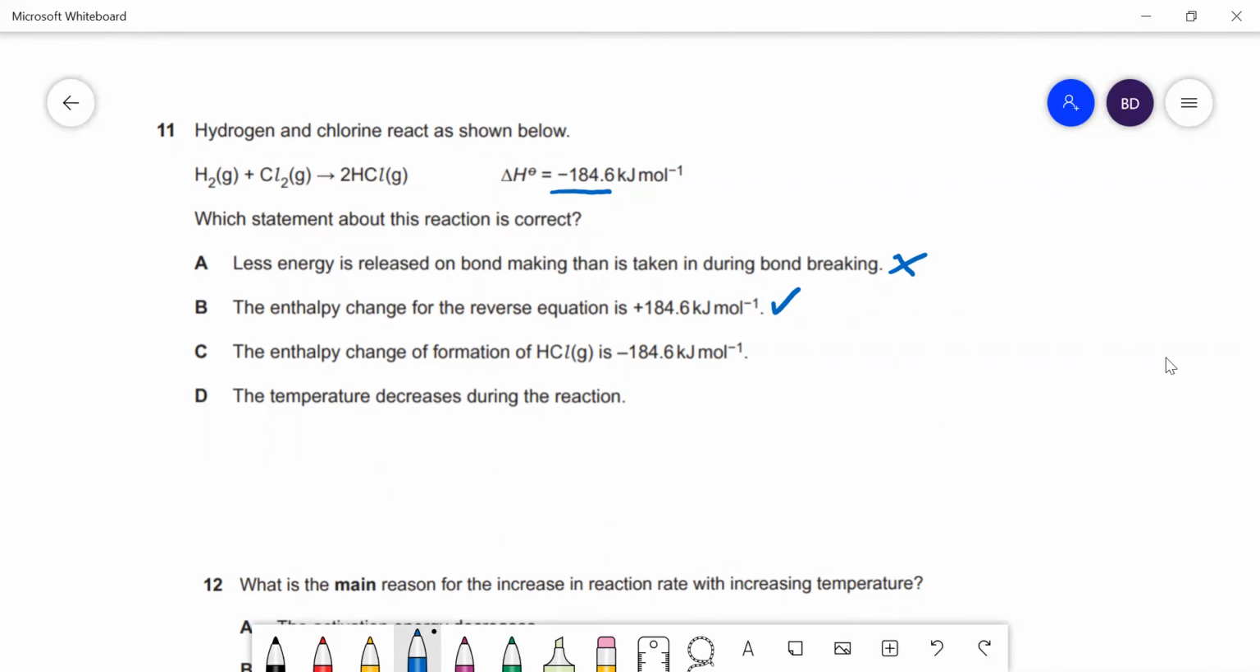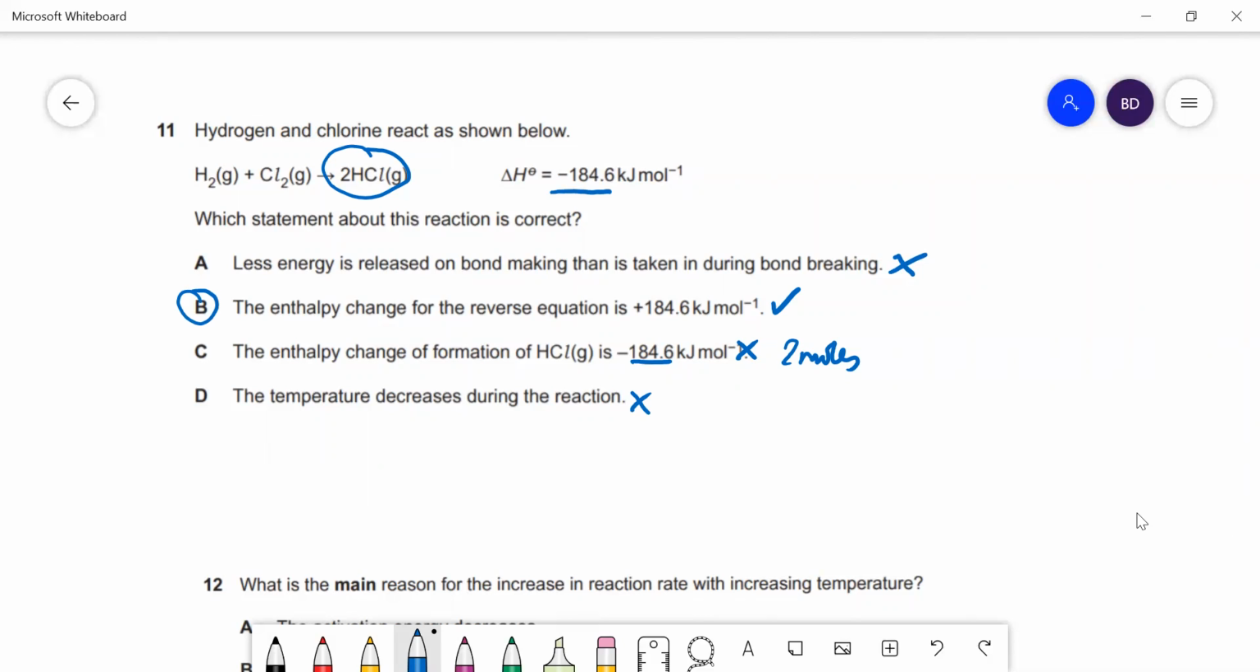The enthalpy change of formation of HCl is that? Well, it's not, because it looks like we're forming HCl, but we're actually forming 2 moles of HCl there. So delta H f of HCl is going to be half of that value, 72.3. So that's wrong. We're forming 2 moles of HCl. The temperature decreases during the reaction? It's exothermic, so it won't. It will go up. So B is the right answer there.